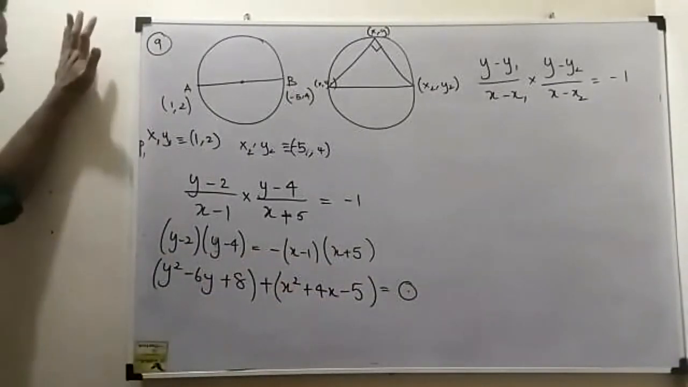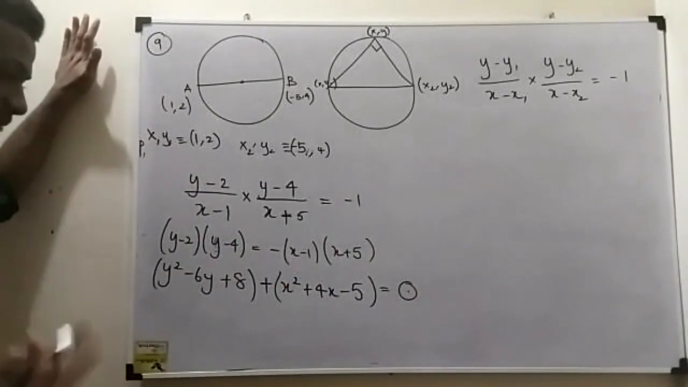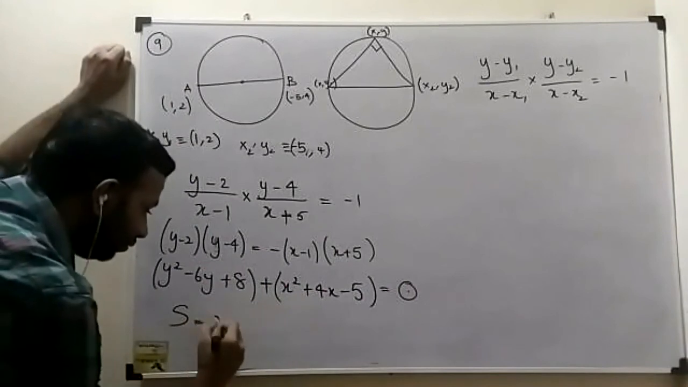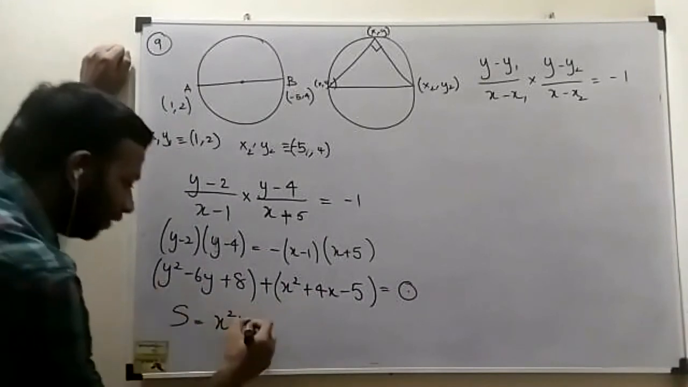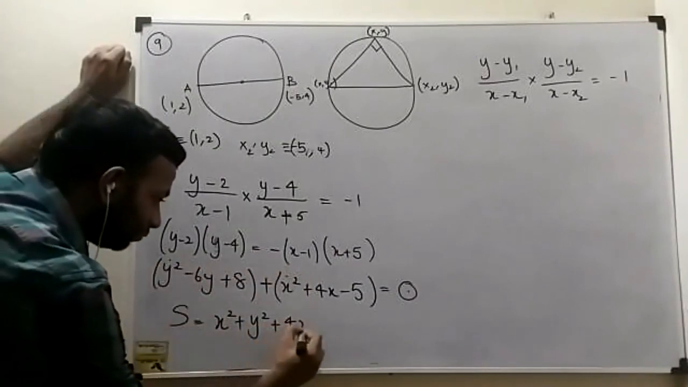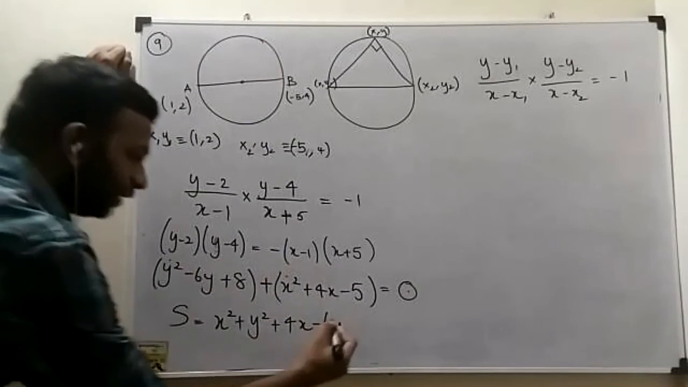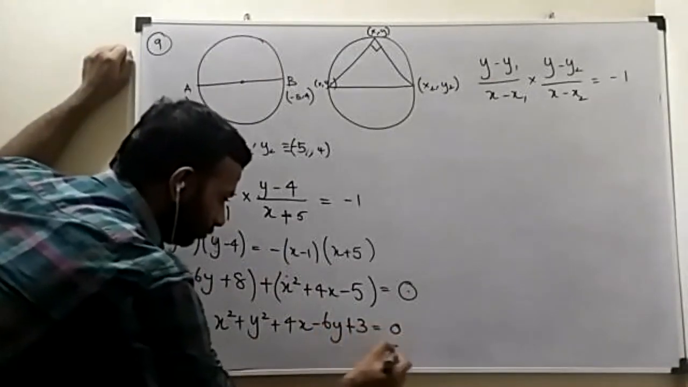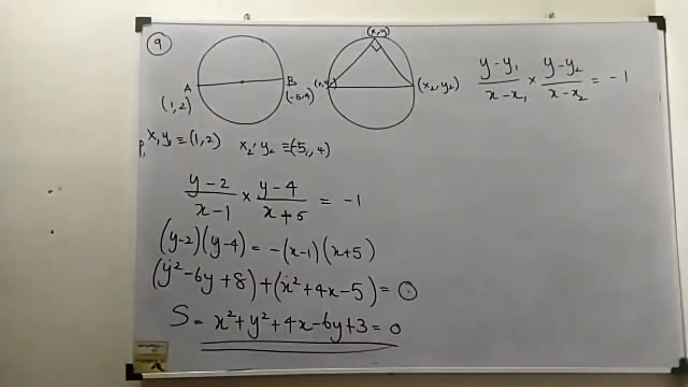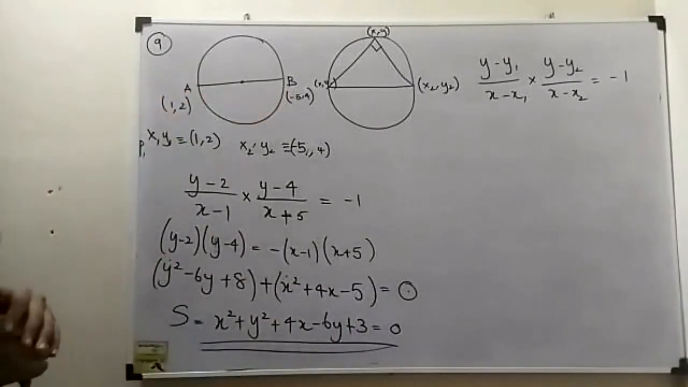Now you just have to simplify. If you remember, the usual format of a circle is x squared plus y squared plus 2gx plus 2fy plus c equals 0. That's the normal format of a circle. So here S is equal to x squared plus y squared, then plus 4x minus 6y plus 8 minus 5, that is plus 3, is equal to 0. So this is the equation of the circle which has the diameter (1, 2) and (-5, 4). I hope you understood that.